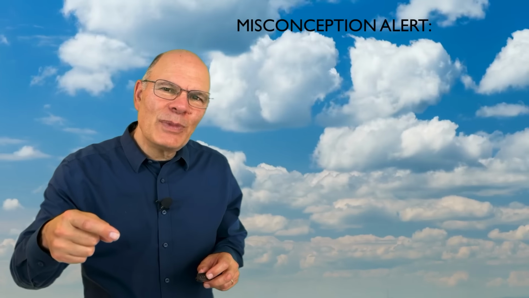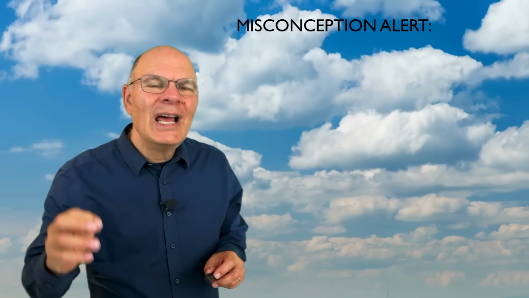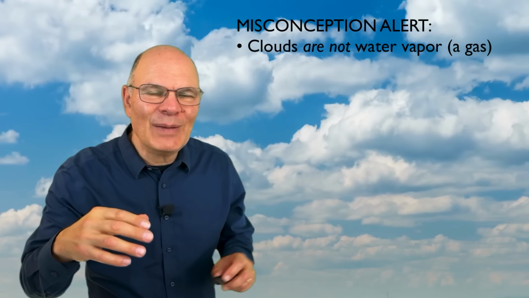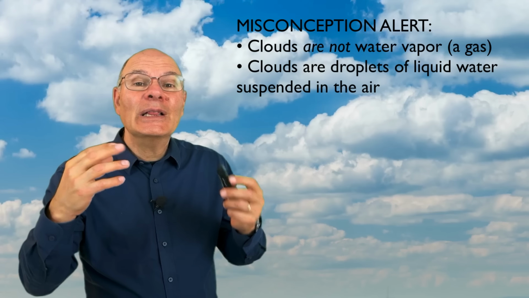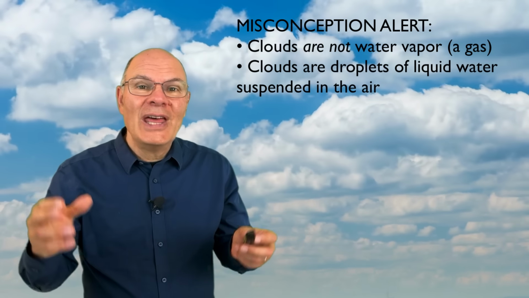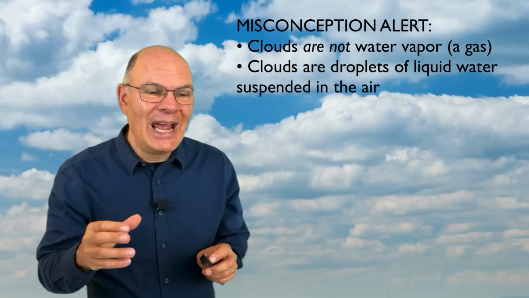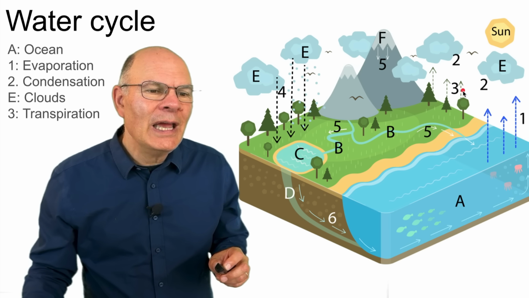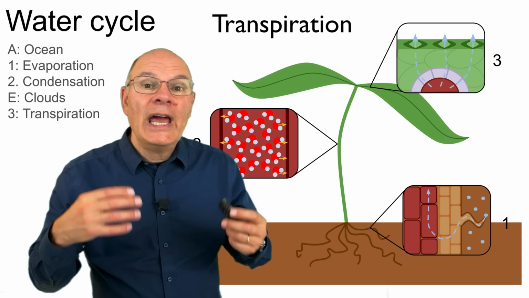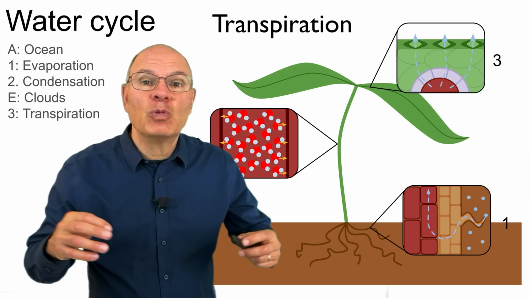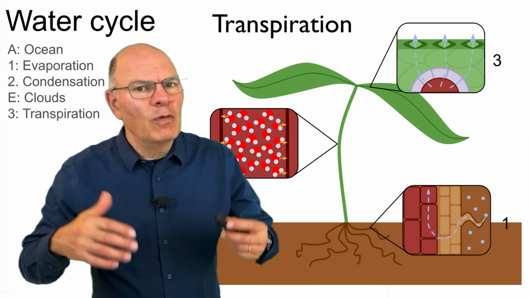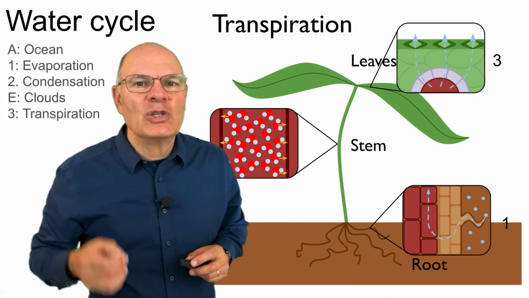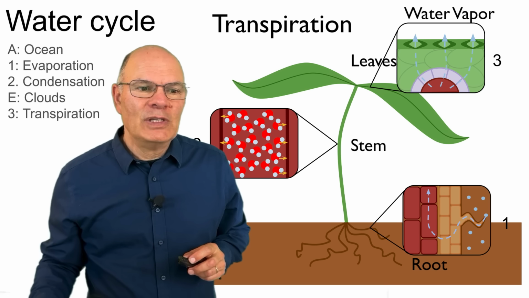And now you know something that many people misunderstand. Clouds are not gaseous water. Clouds are not steam. Clouds are actually liquid water droplets that are suspended in the air. Another way that water will enter the atmosphere is shown at number 3, and that is through transpiration. Transpiration is the process by which water moves through plants, from the roots, through the stem, through the leaves, and then enters as water vapor into the atmosphere.